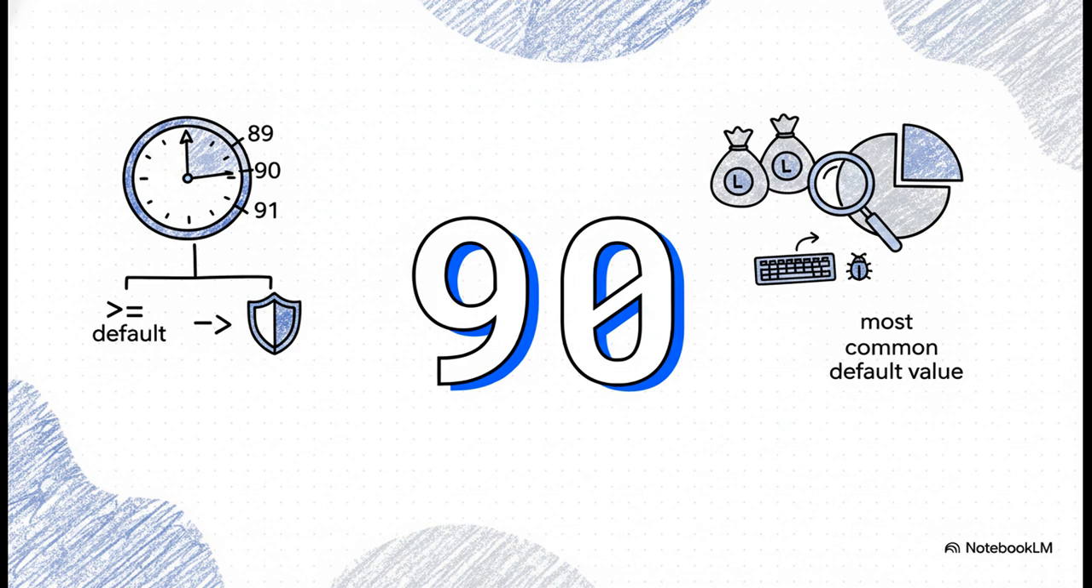That single, tiny, seemingly innocent edit silently exempts every single 90-day loan from the default calculation. And since 90 is usually the most common default value in a real portfolio, that tiny human error instantly corrupts the entire dataset. The adversarial test perfectly anticipates this exact mistake.